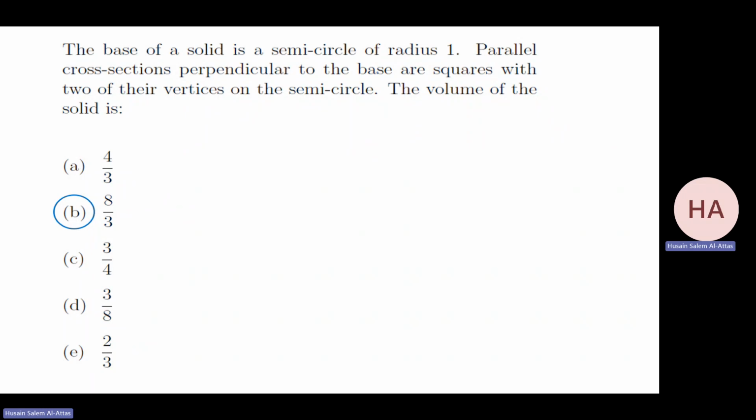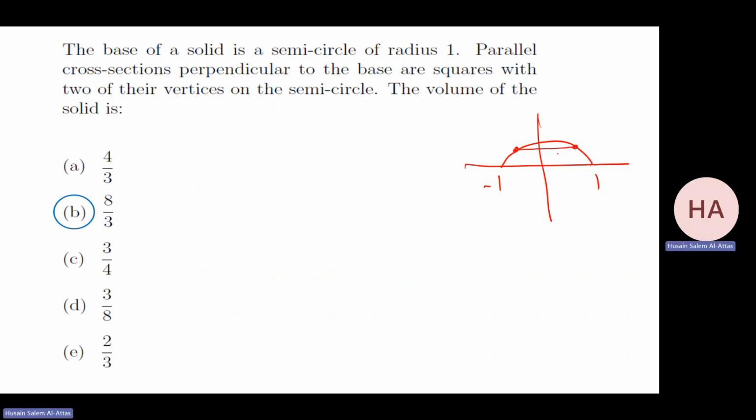Okay, the base is a semicircle of radius 1. I have a semicircle, radius 1. This is -1, this is 1. Our cross-sections perpendicular to the base are squares with two of their vertices in the semicircle.